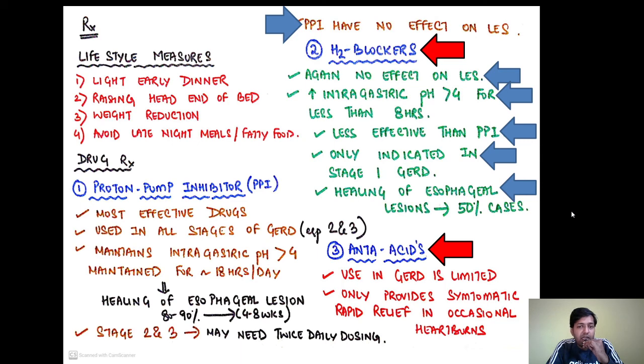Their use in GERD is limited. They only provide symptomatic rapid relief in occasional heartburn. So what is the use in GERD? Antacids can be used for rapid symptomatic relief. Okay, along with proton pump inhibitor we will use, okay, but not together. As for example, antacid should be used after meals, proton pump inhibitor should be used before meals, but for rapid symptomatic relief antacids can be used.